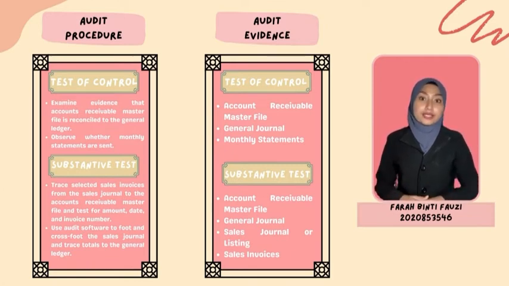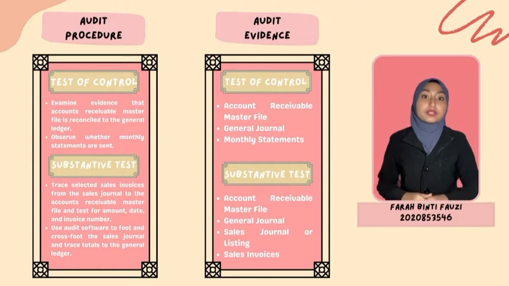The company needs to examine evidence that the accounts receivable master file is reconciled to the general ledger and observe whether monthly statements are sent. The second one is substantive test. The company needs to trace selected sales invoices from the sales journal to the accounts receivable master file and test for amount, date, and invoice number. Use audit software to foot and cross-foot the sales journal and trace totals to the general ledger.